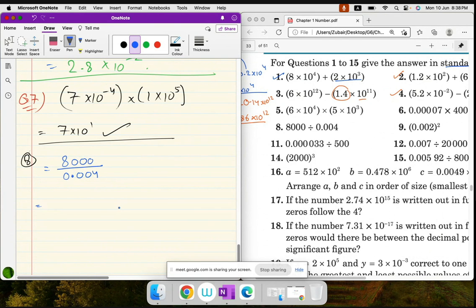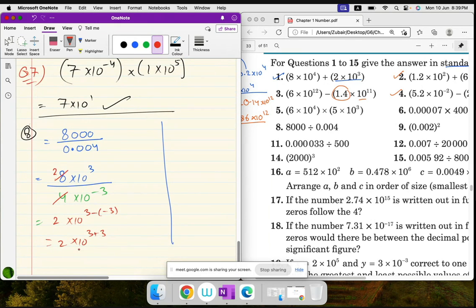Sir, when we divide, what do we do with the minus? Let's see different ways. Beta, one way: I'm writing both of them in standard form. 8 into 10 raised to 3, yes or no? Yes. Secondly, 4 into 10 raised to minus 3. Now number with number and power with power: 4 one times, 4 two times. So for division, what do we do? We subtract those powers. 2 into 10 raised to 3 plus 3.